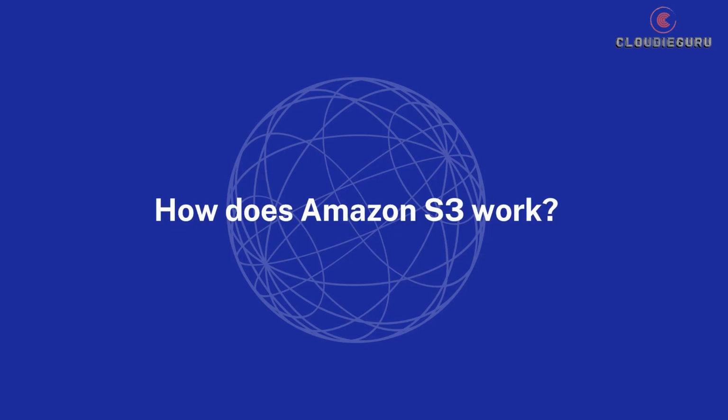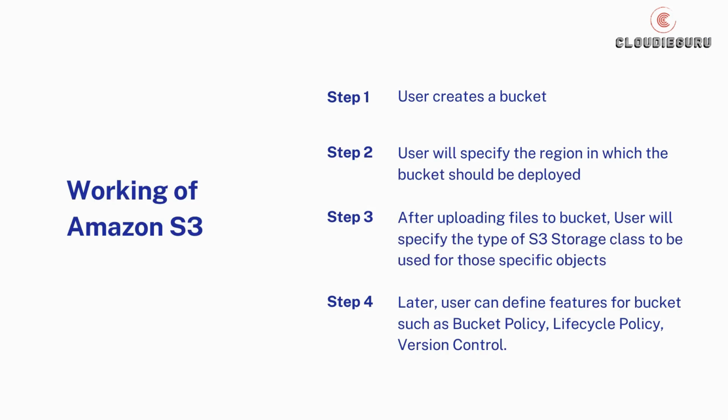Now let's see how Amazon S3 works. First step is to create a bucket. After creating a bucket, we have to specify the region in which we want our bucket to be deployed. Then we have to upload our files to the bucket and specify the type of storage class for those specific objects. At last, we can define bucket policy, lifecycle policy, and version control policy for our bucket. Don't worry, we'll be seeing all these things in more detail in our next video.